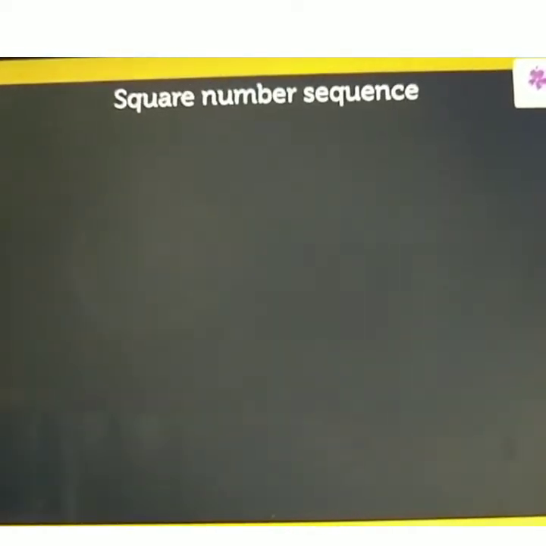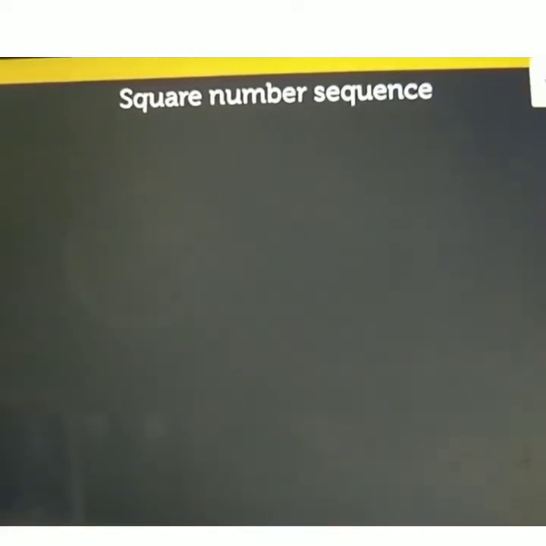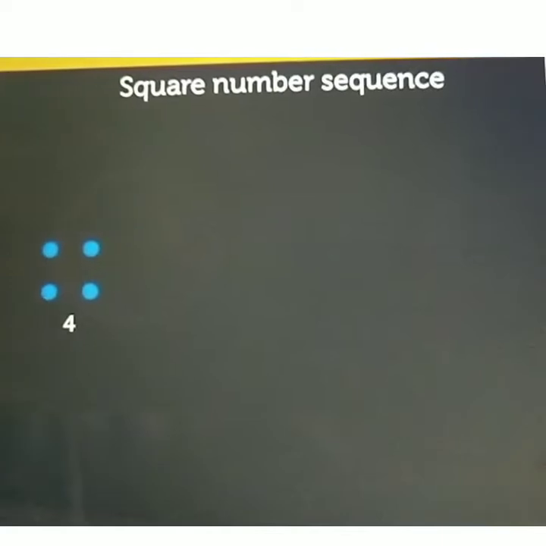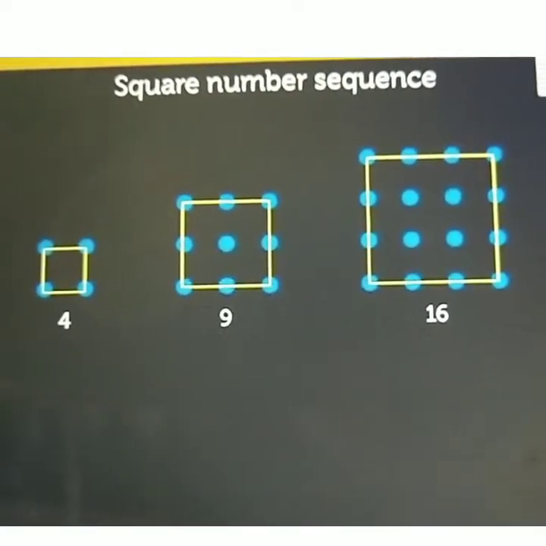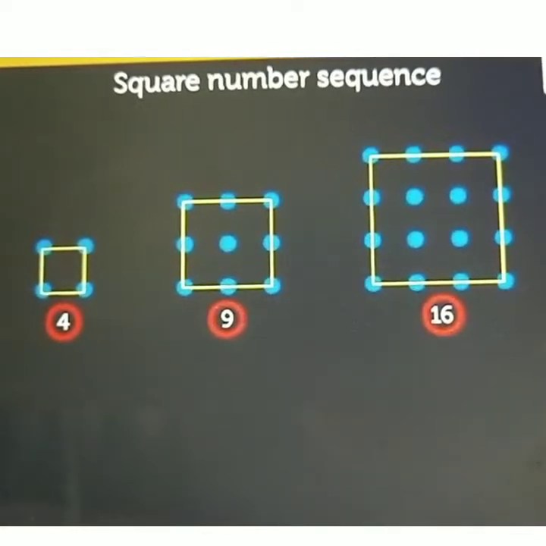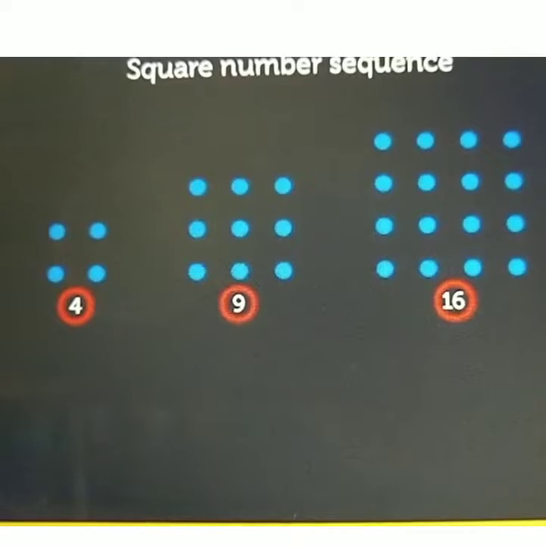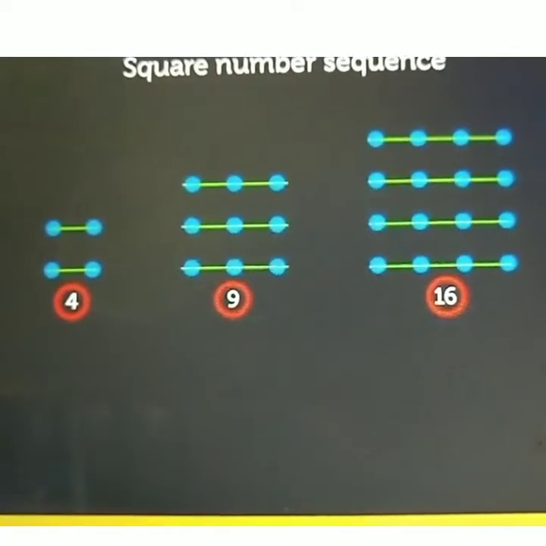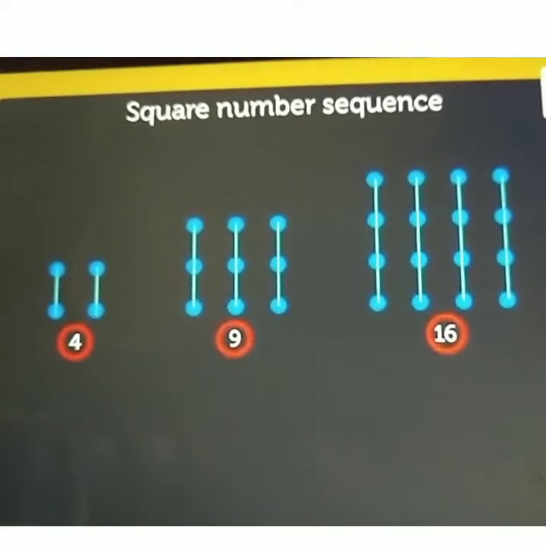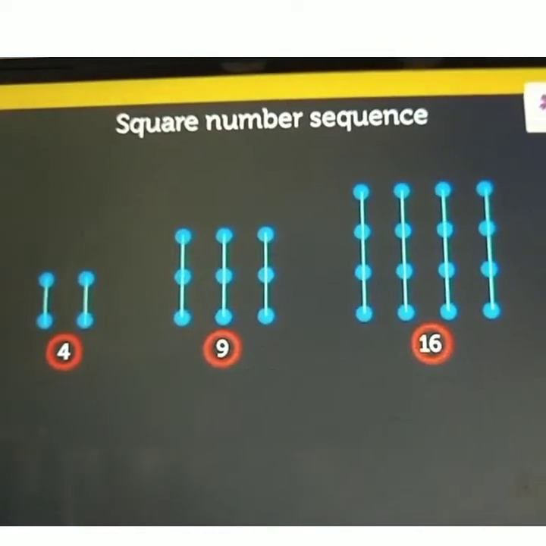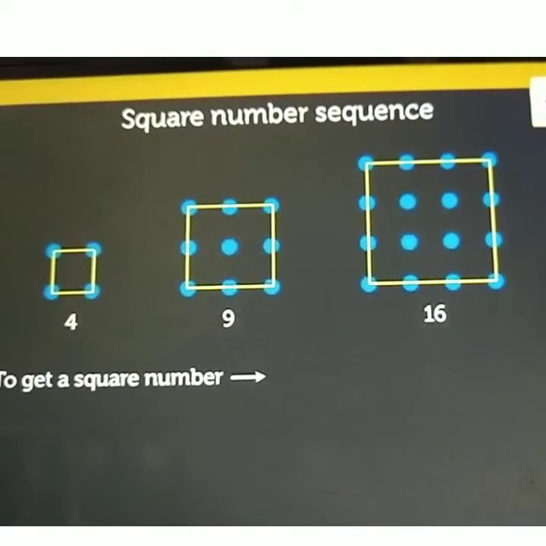Next is square number sequence. When we arrange dots equal to numbers 4, 9, 16, we get squares. Such numbers are called square numbers. As we are making squares, each horizontal and vertical row needs to have an equal number of dots. Now, let us learn how to get square numbers.